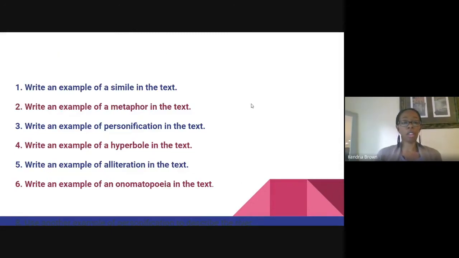Now, again, you're going to write an example of a simile from that text, an example of metaphor, an example of a personification, an example of a hyperbole, an example of alliteration, and an example of an onomatopoeia in the text. So I'll give you a few minutes. I would pause here and go back to the text and write down my examples in the notebook.